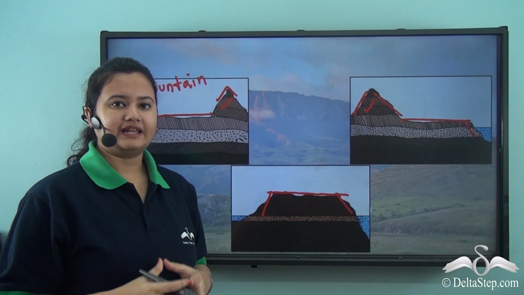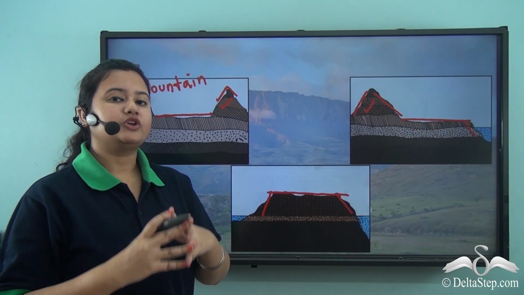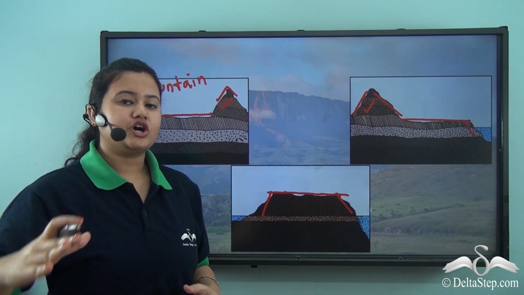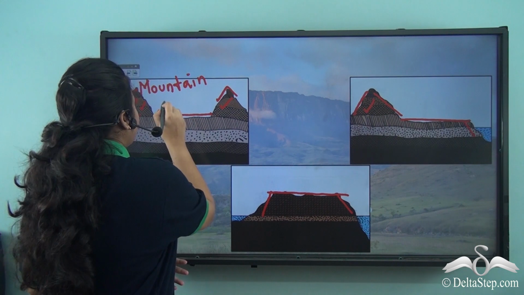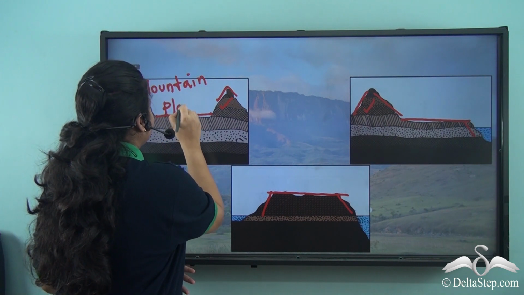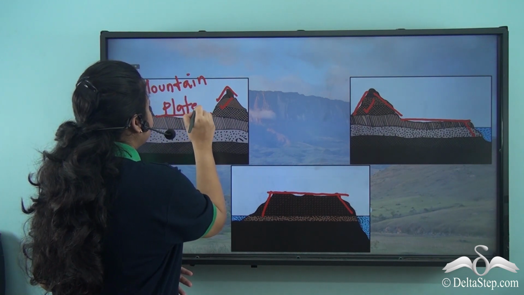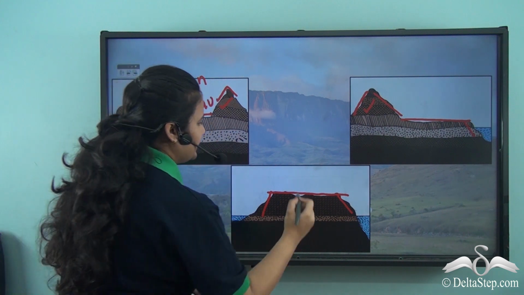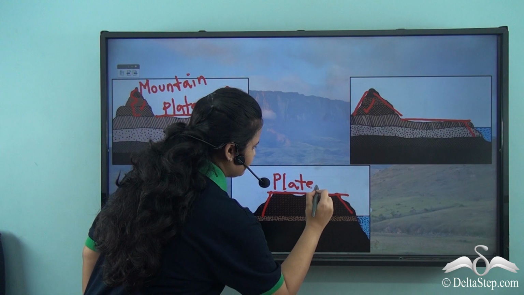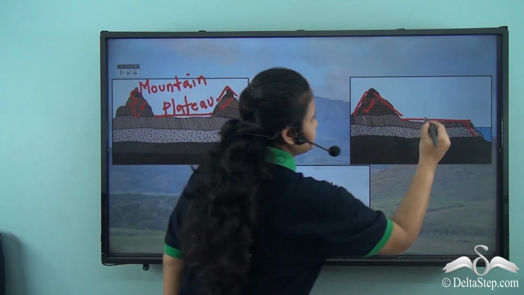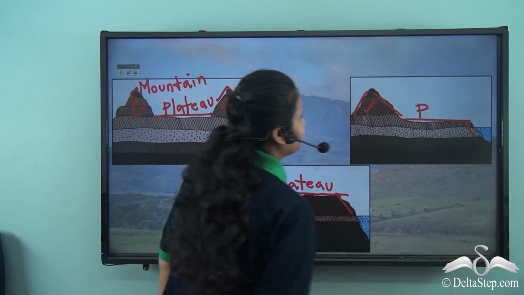Now, we just read that a landform which has a flat top with steep slopes is known as, yes, a plateau. So, this is a plateau. This is also a plateau. And this is also a plateau.